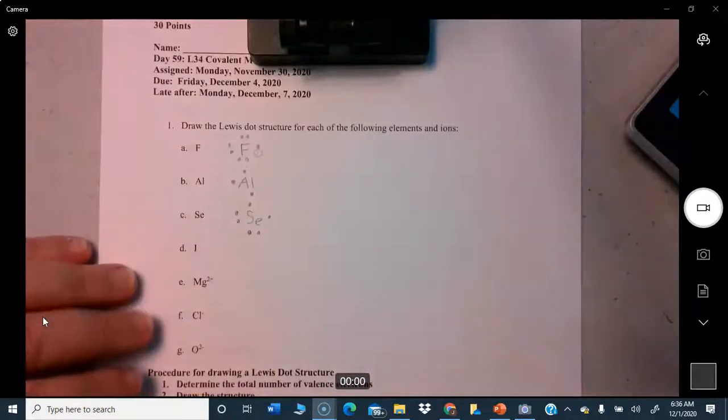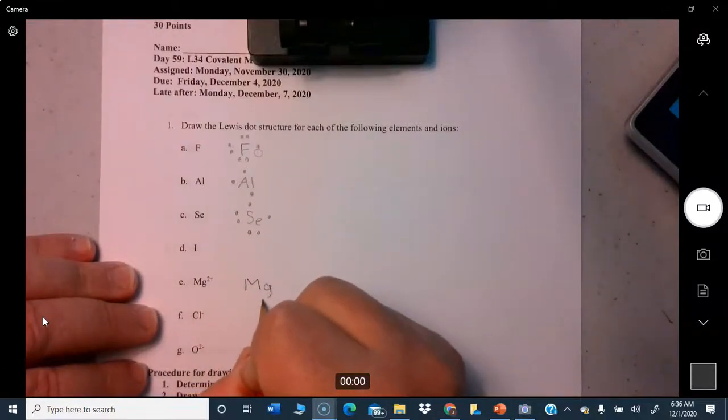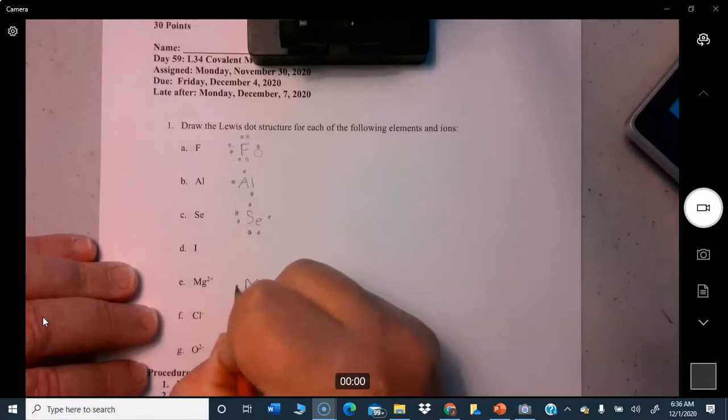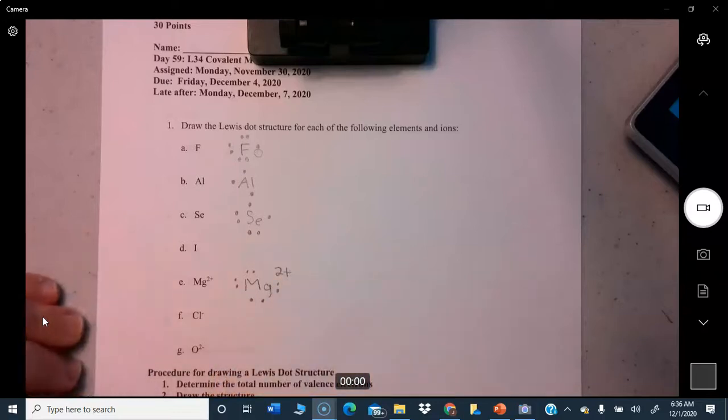So now it's going to look like this. The way you would write it is like this. You're going to write it with a full octet because it now has the electron configuration of a noble gas, and then write the 2+ right there. Okay, so that wasn't shown to you in the instruction videos.